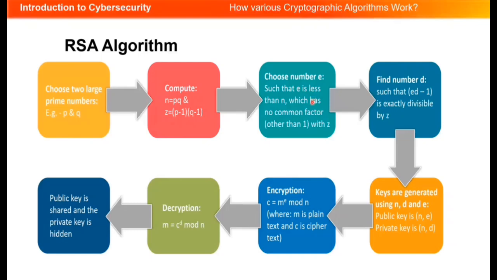The numbers E, we can see here, such that E is less than N, which has no common factor other than 1 with Z. We can see the mathematical encryption here. Keys are generated. There is a public key and a private key, but they're both generated at the same time from the same mathematical calculation.